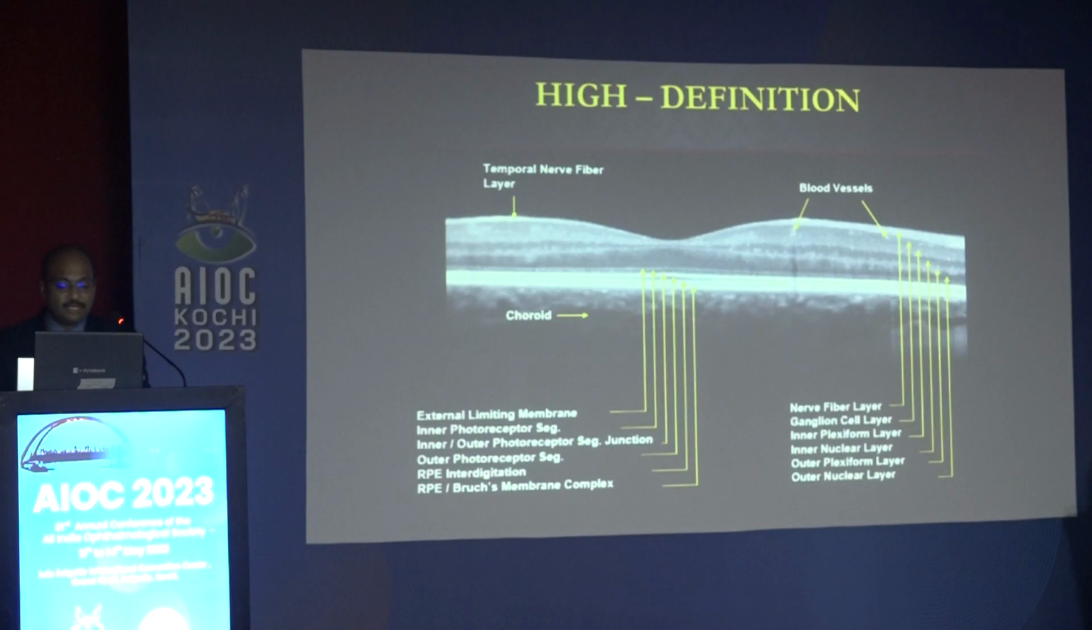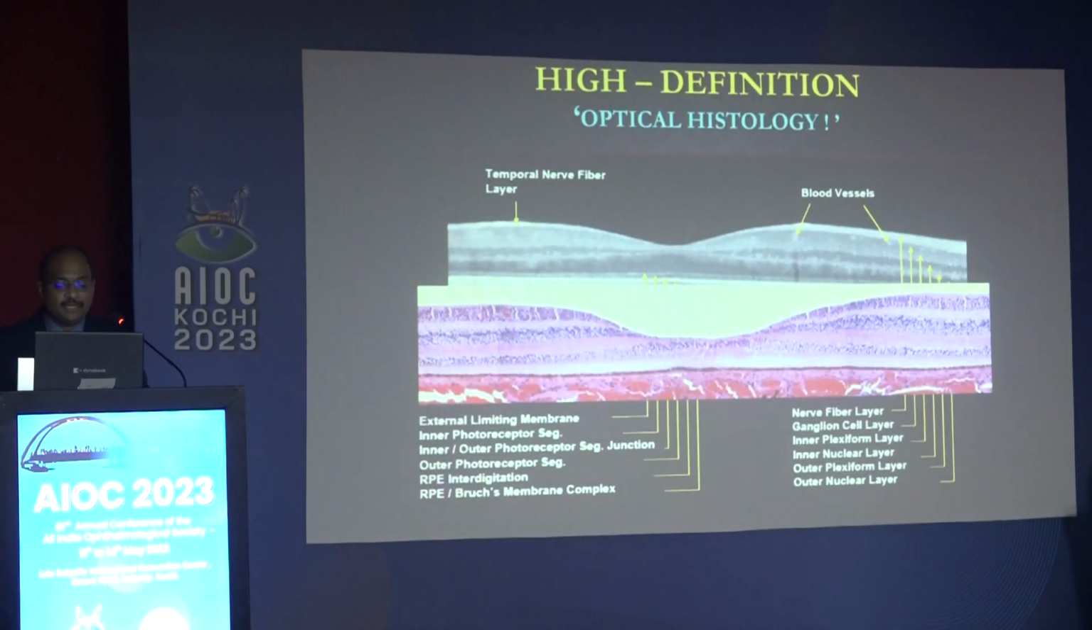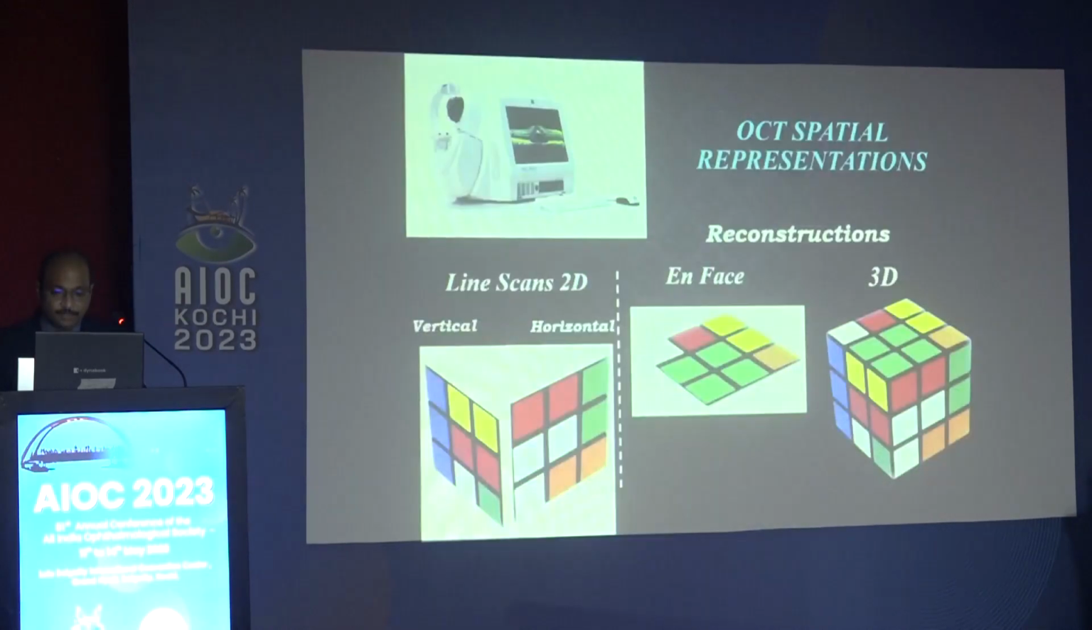So this is how we see OCT images now. You see almost all the layers. In fact, they even split up layers out there, and it's virtually optical histology. You see the histological picture virtually simulating what you see on the OCT image.